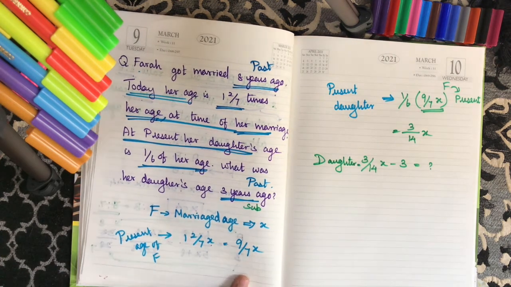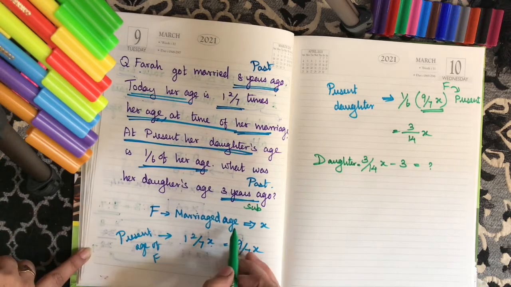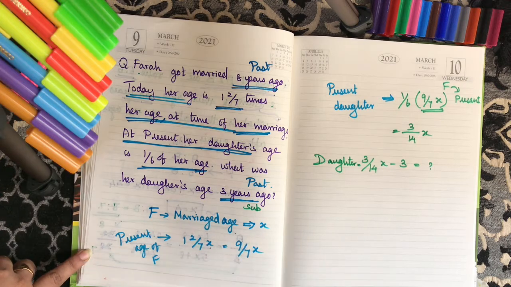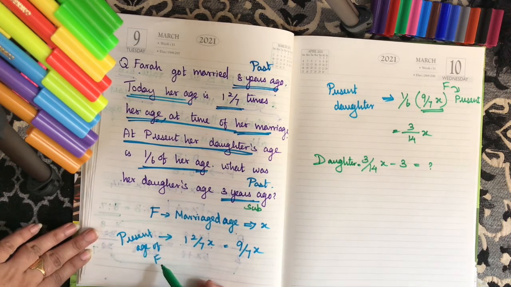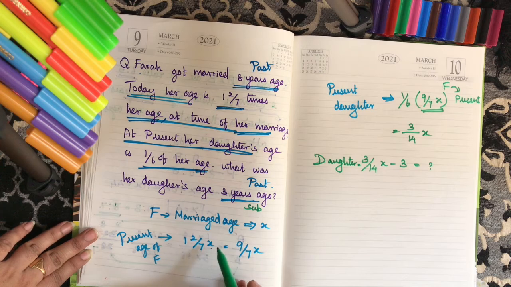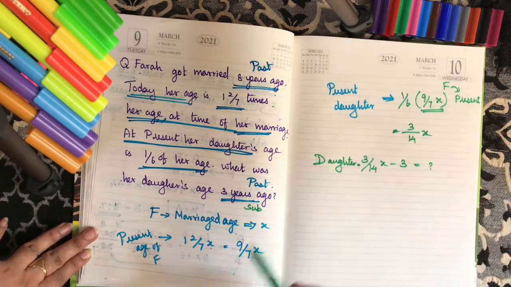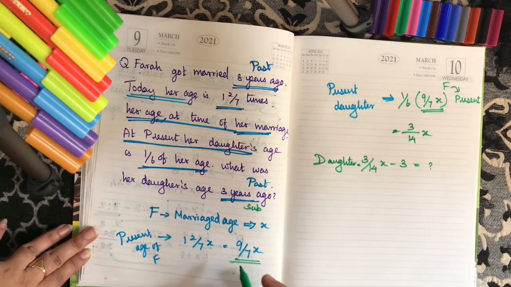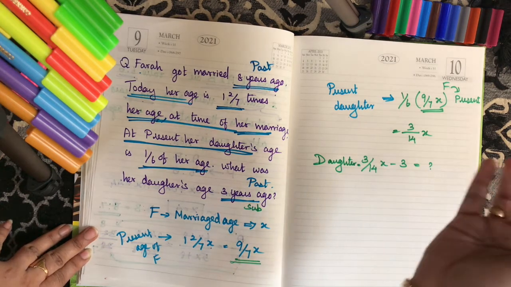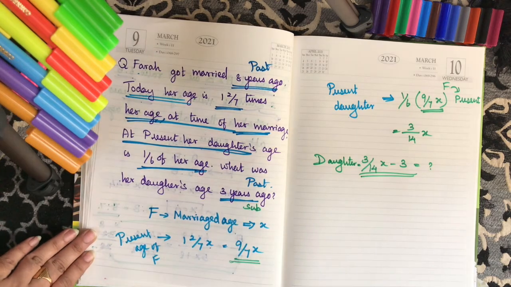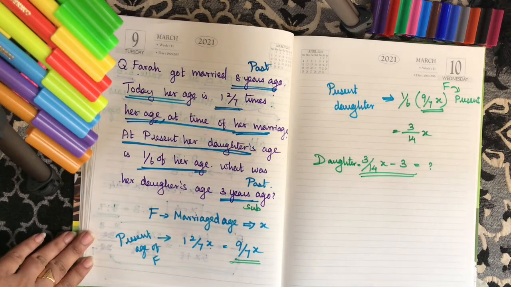Okay, is this clear? So I have found the relationship here. First we had taken the marriage age as x for the Farah. Then we have found the present age, that is 1 2 by 7 times of marriage age. Then present daughter age, 1 by 6th of her age. Her age is what? Present age 9 by 7x. After that they have asked the past one, that is 3 years ago, what was her daughter's age. So we have found up to this.